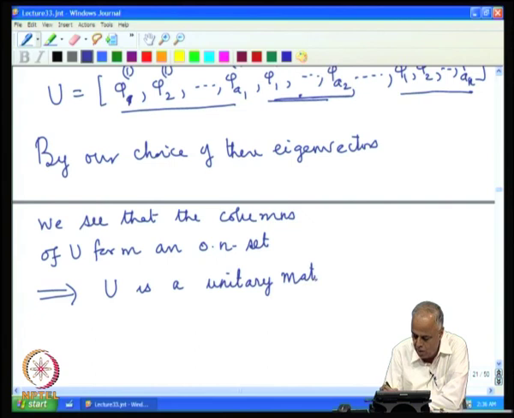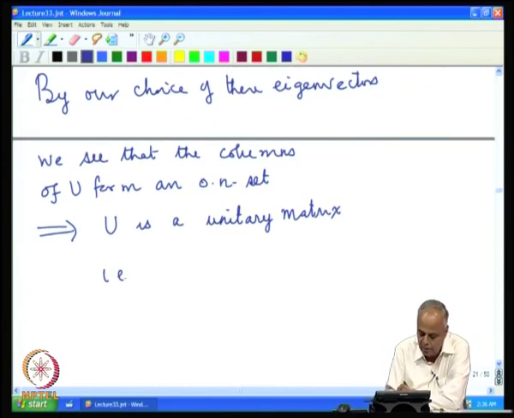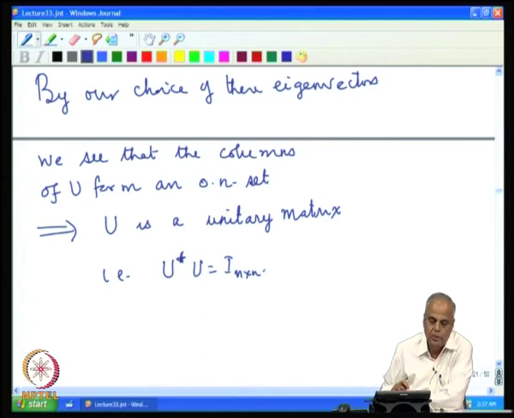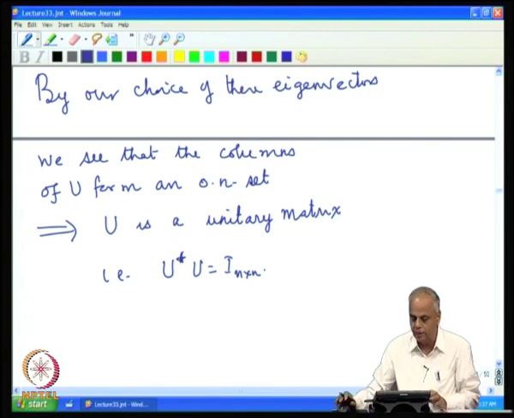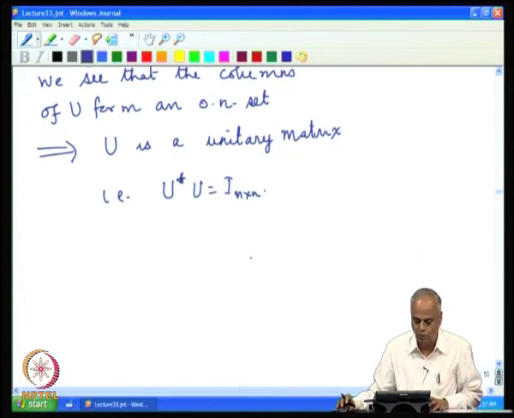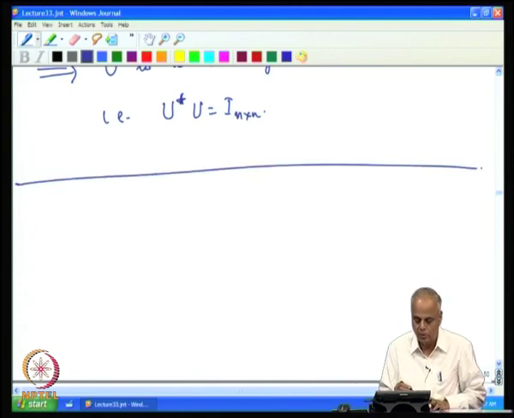That is what we saw at the beginning of the lecture. So, U is a unitary matrix, that is U star U is equal to identity. Right. So, therefore, starting from the eigenvectors of A, we have constructed a unitary matrix. What does this unitary matrix do to us? So, that is what we are going to look at. Now, what is A times U?